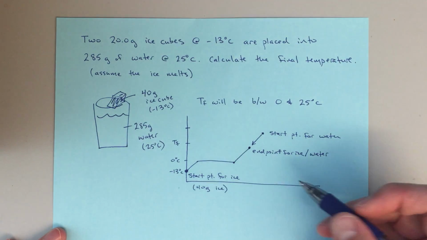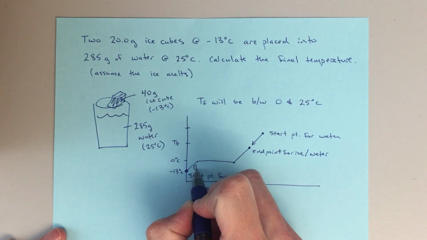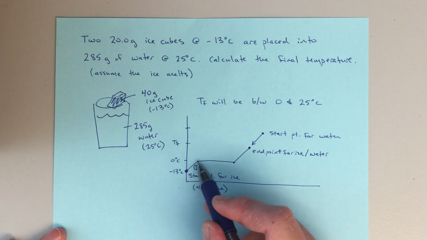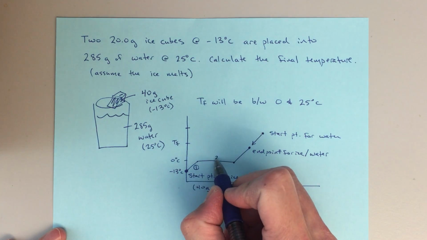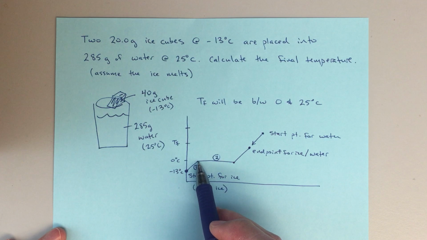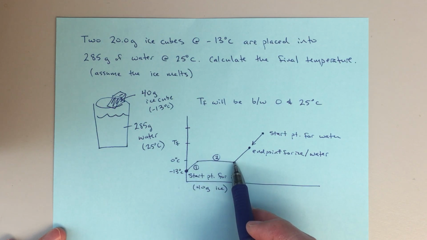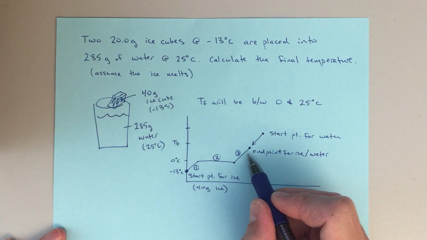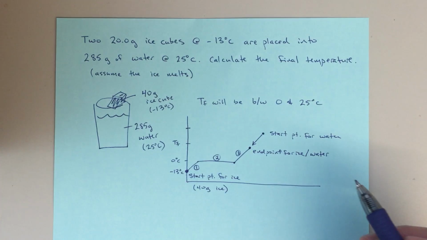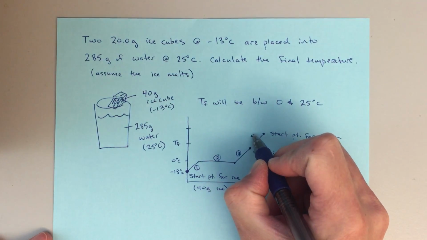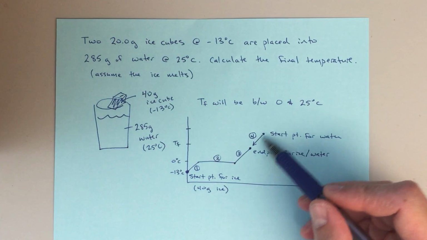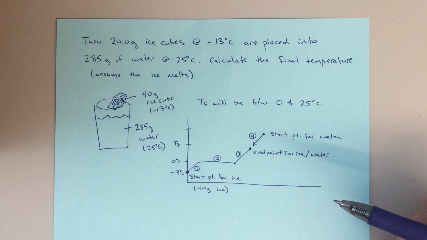So if I wanted to break this into steps, which is what we always like to do, step 1 is going to be heating the ice up from minus 13 degrees to 0 degrees. Step 2 is going to be that phase transition. This is going to be solid ice at 0 degrees. This is going to be liquid water at 0 degrees. Step 3 will be heating it up to the end point of the ice and the water. And then I'm going to say step 4 for this problem is going to be from the point of view of the water cooling down, losing some energy.